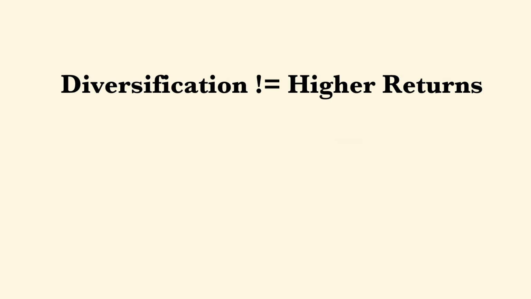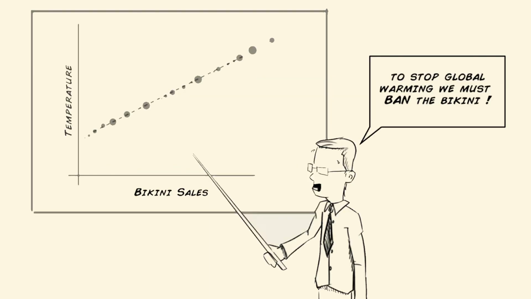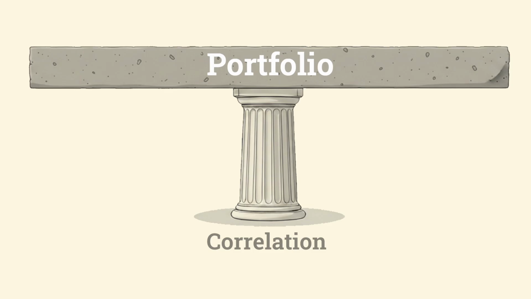Diversification through correlations does not guarantee higher returns, or even that the correlations will hold into the future. In some periods, a more concentrated portfolio like Portfolio A may outperform. Correlation also does not imply causation. Just because two assets move together doesn't mean one is causing the other to move. In financial markets, correlations often reflect shared exposure to broader factors like economic conditions, interest rates, or investor sentiment.